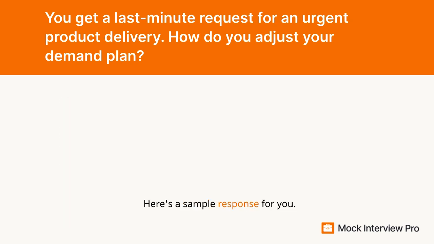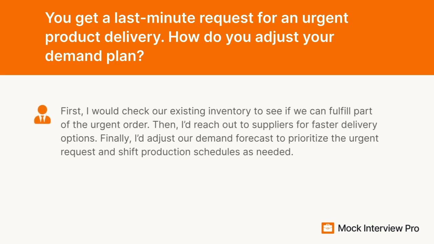Here's a sample response for you. First, I would check our existing inventory to see if we can fulfill part of the urgent order. Then, I'd reach out to suppliers for faster delivery options. Finally, I'd adjust our demand forecast to prioritize the urgent request and shift production schedules as needed.